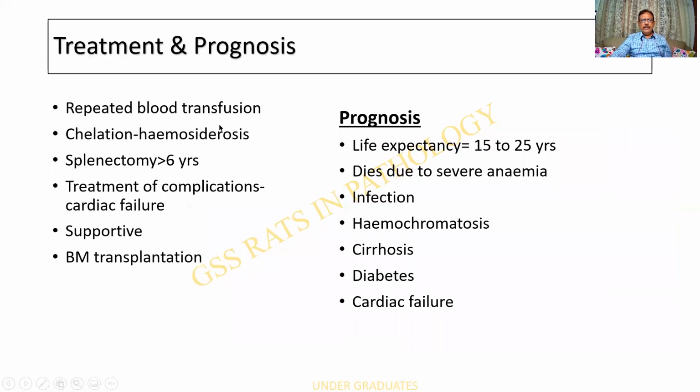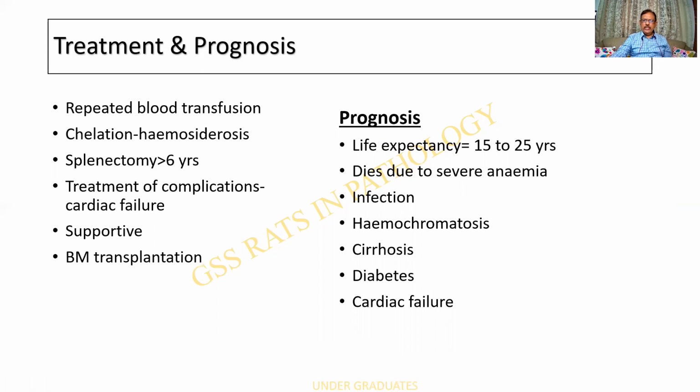What can be the treatment for it? Repeated blood transfusion will be mandatory. Chelation, because of iron, you have to remove the iron. That is chelation. Splenectomy, when the child is more than 6 years. Treatment of the complications. The child can go in for cardiac failure. Supportive treatment is required. Ultimately, a bone marrow transplantation may be the need of the hour. So this will be the treatment.